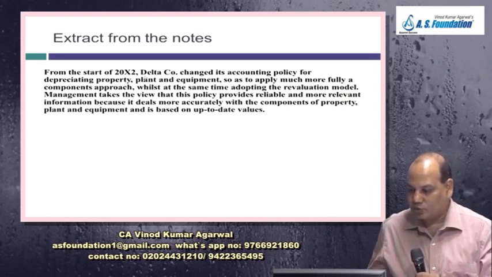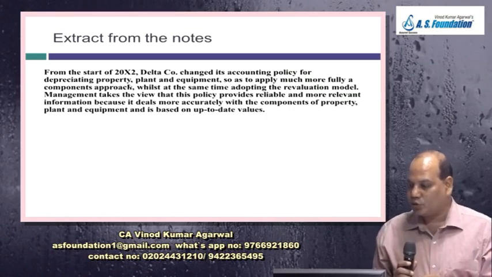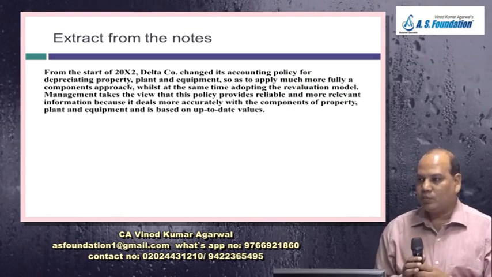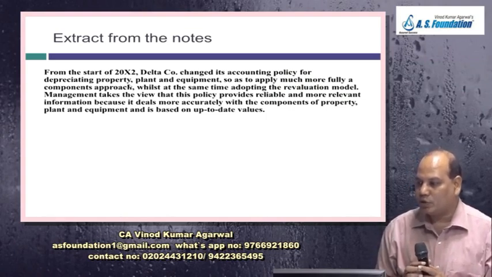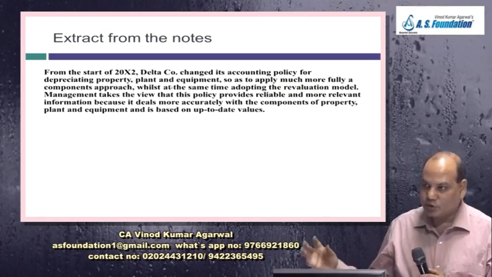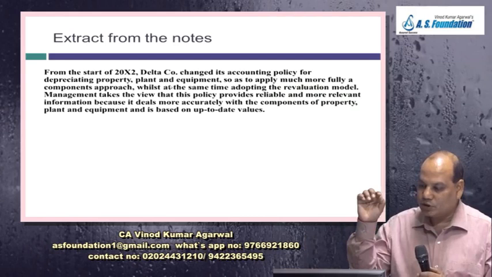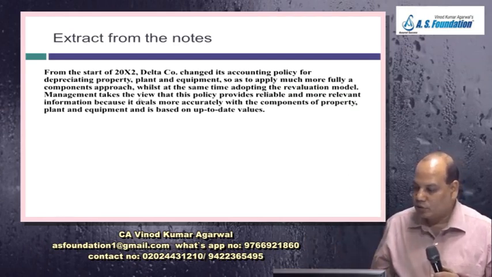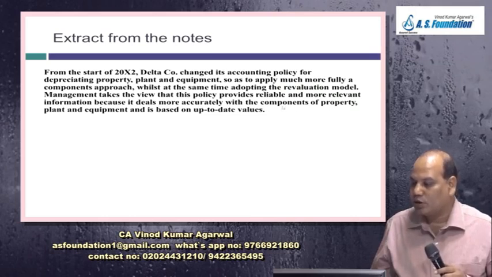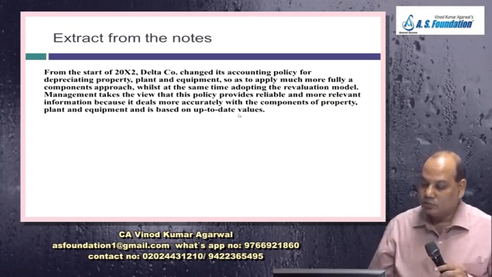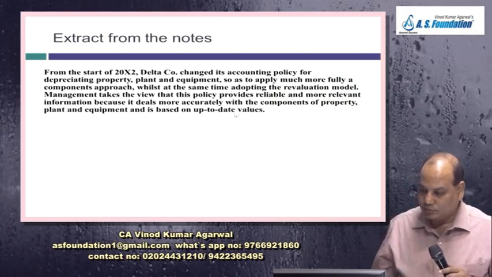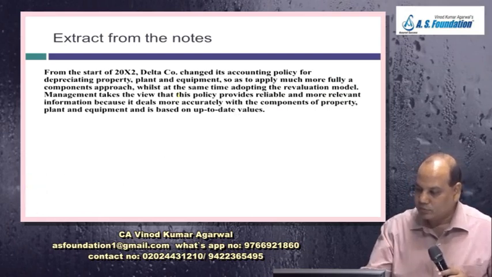From the start of 20X2, Delta Company changed its accounting policy for depreciating property, plant and equipment so as to apply much more fully a component approach while at the same time adopting the revaluation model. That means the same sentence which is given in the question, you have used it for justifying why you have followed a new policy. Management thinks that the policy provides reliable and more relevant information because it deals more accurately with the components of PPE and is based on up-to-date value. So this is the reason for change.